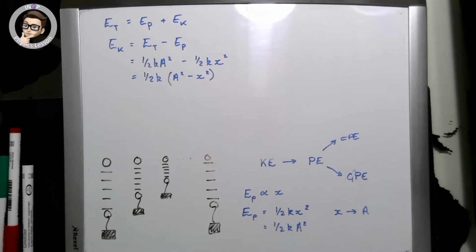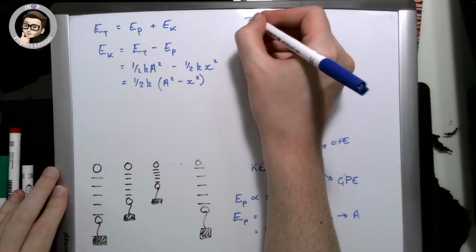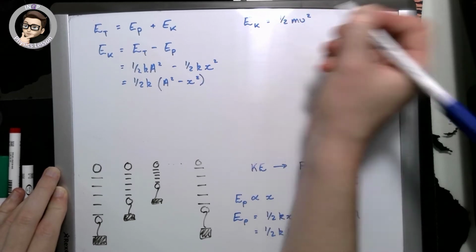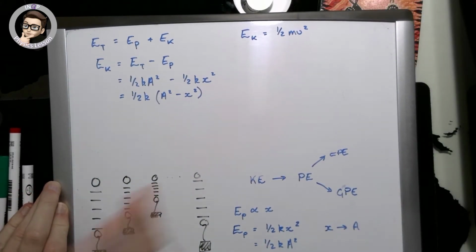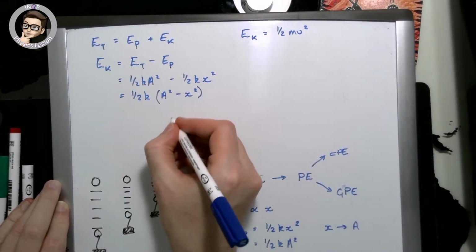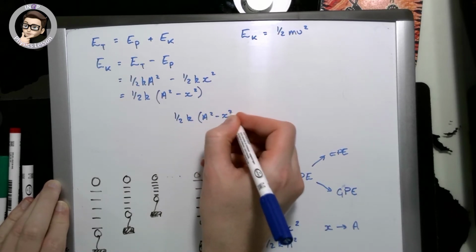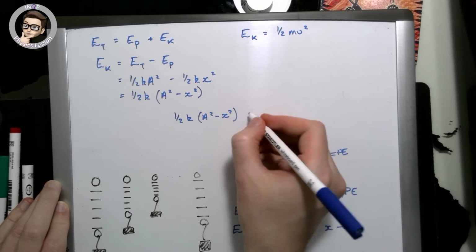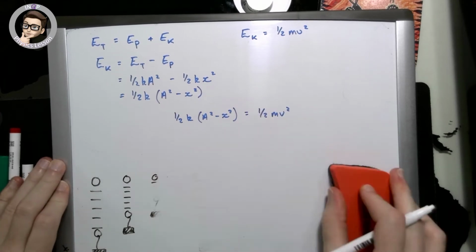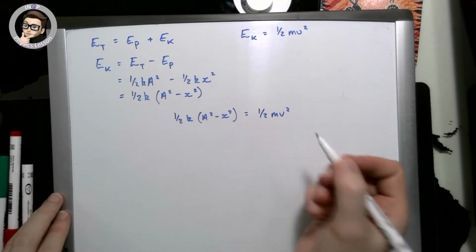Now we can go a step further than this because that's all well and good. It's given as a kinetic energy, but we also know that the kinetic energy is equal to 1/2 mv squared. We learned that in our GCSEs. So we can actually now start to equate these two together. We can say a half k (A squared minus x squared), which we worked out is our kinetic energy, is going to be equal to a half mv squared. I think you can see where we're going here. We can define the velocity of our spring in this situation.